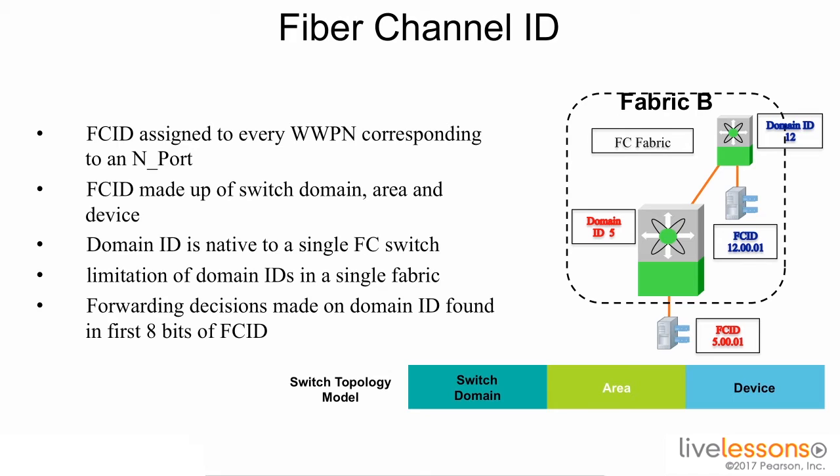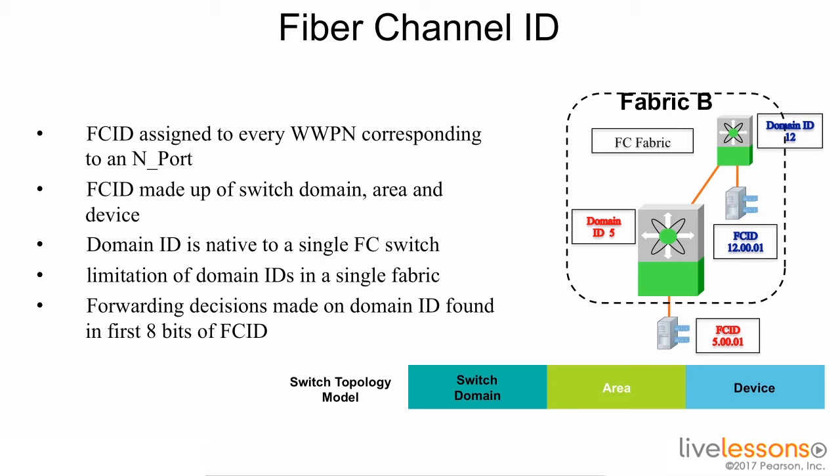The domain ID is native to a single Fibre Channel switch. So for instance, in my graphic you can see that one switch has a domain ID of 5 and the other one has a domain ID of 12. There are a limited number of domain IDs in a single fabric. So there's a theoretical number that's over 200, I believe around 236, and there is a tested number which I believe is around 75.